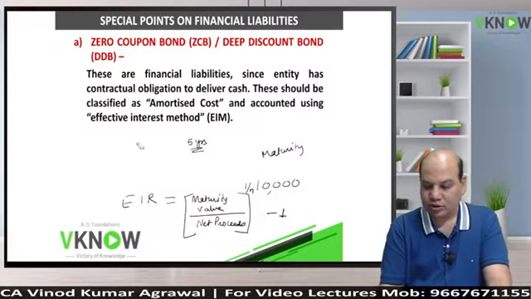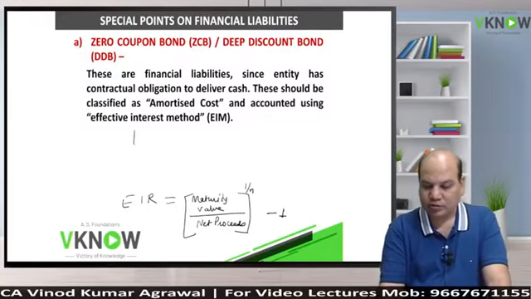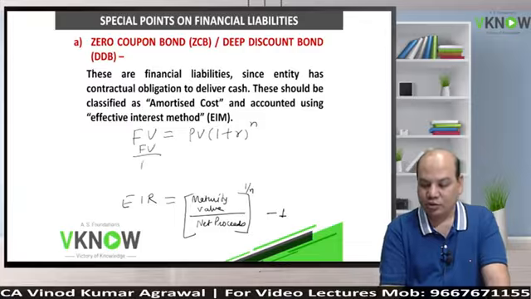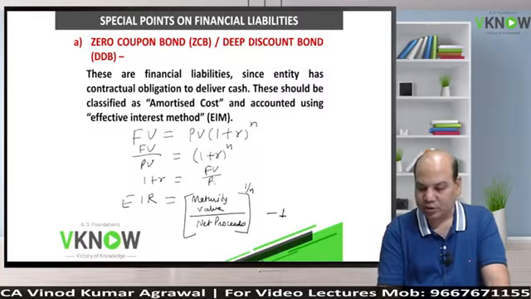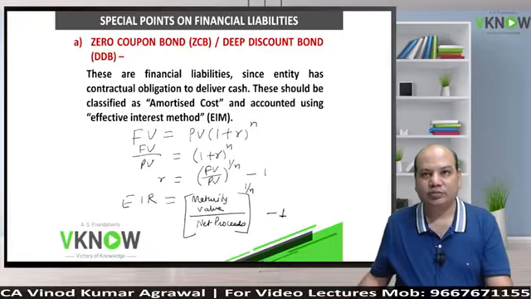This is just the formula of future value only. So in case it is not given in the exam, suppose you don't remember this formula, then future value is equal to present value into (1 plus r) to the power n. Future value divided by present value is (1 plus r) to the power n. So 1 plus r will be (future value divided by present value) to the power 1 by n. And if I remove this 1 on the left side, it will become minus 1 on this side. So direct formula.